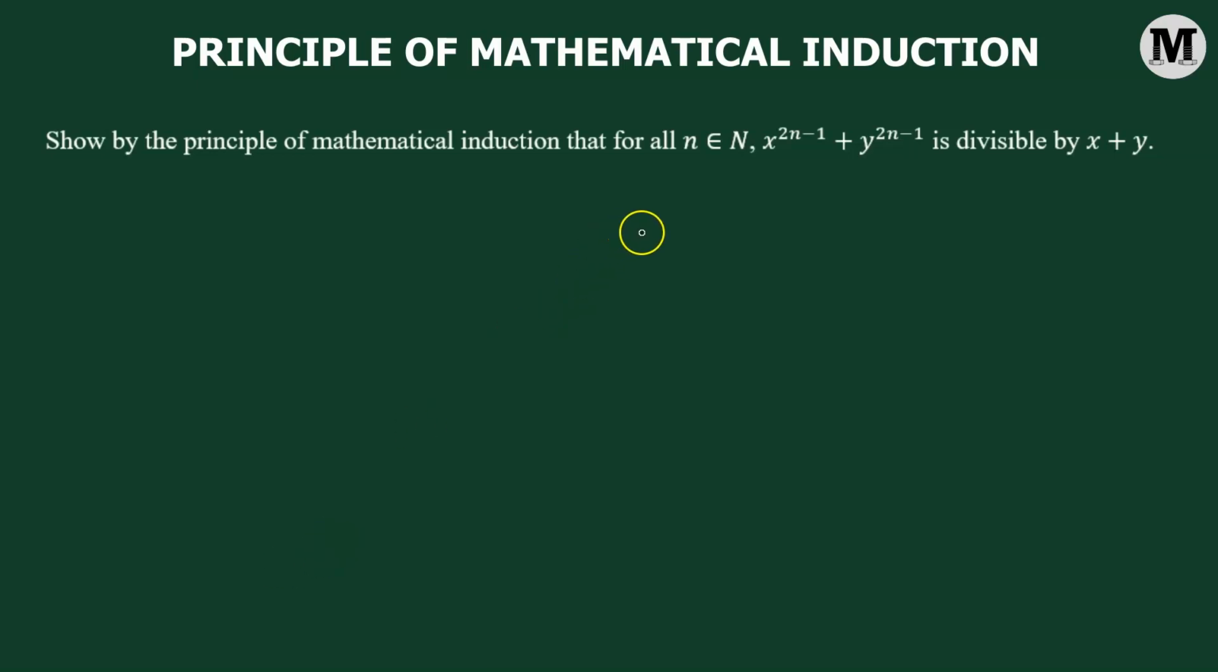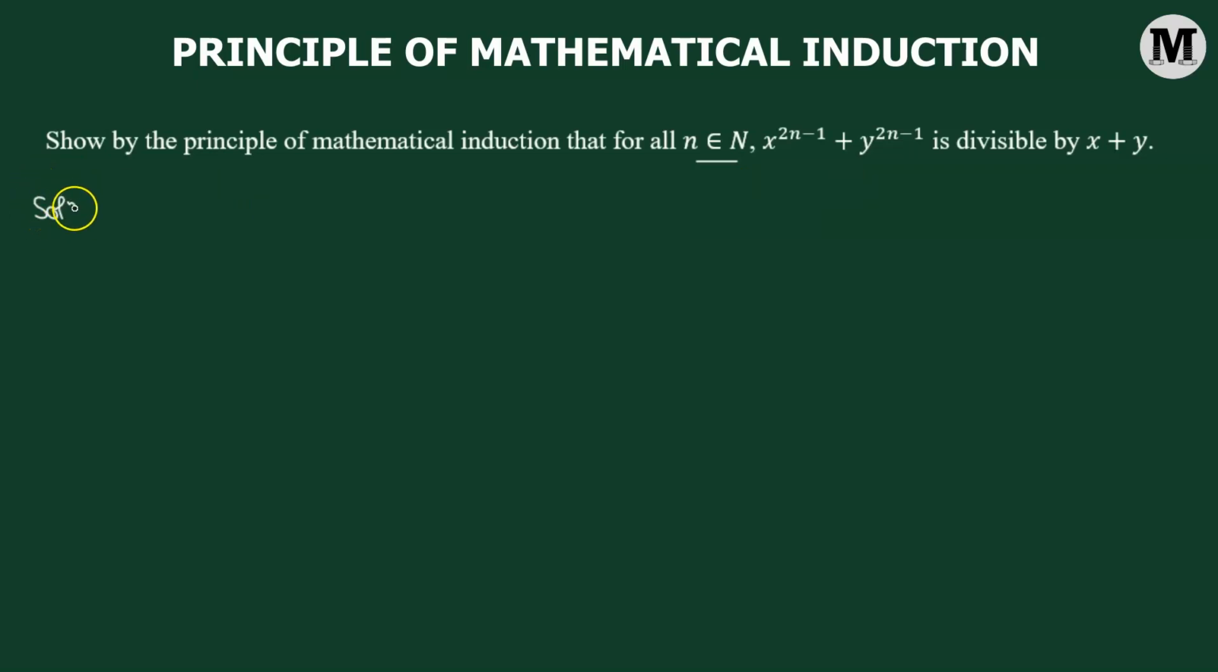Show by the principle of mathematical induction that for all n belonging to the set of natural numbers, x raised to the power of 2n minus 1 added to y raised to the power of 2n minus 1 is divisible by x plus y. Okay, let us begin.